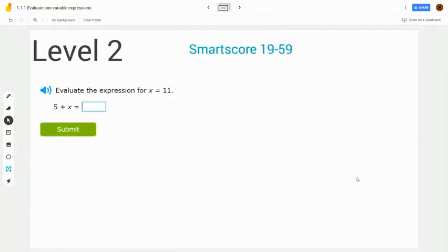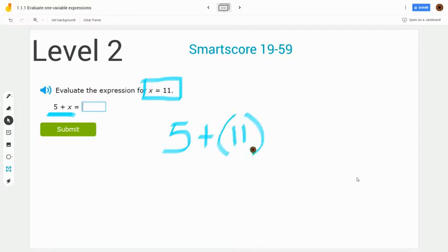Now for level 2, SMART scores of 19 to 59, it's very similar to level 1, I would say. This time, notice that we have an addition expression, right? 5 plus x. This time, our variable is equal to 11. So again, we're going to rewrite the expression 5 plus x, except instead of x, we're putting 11 in place of that.